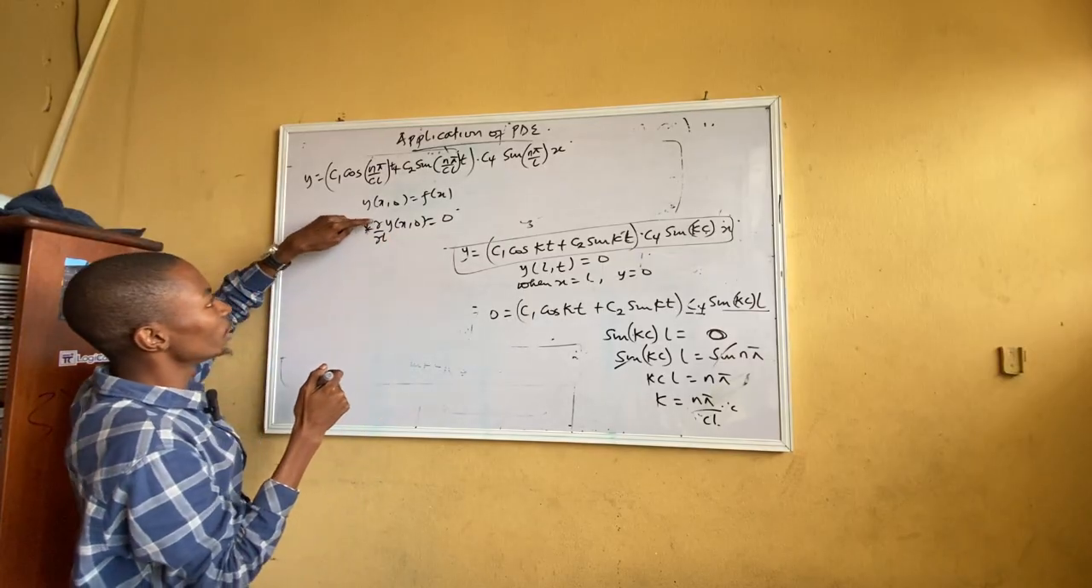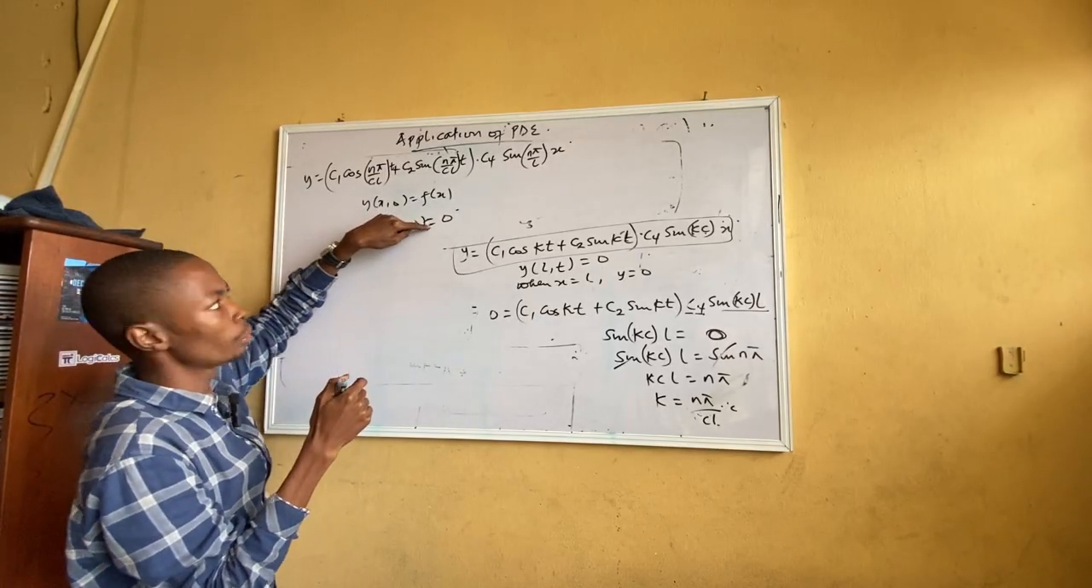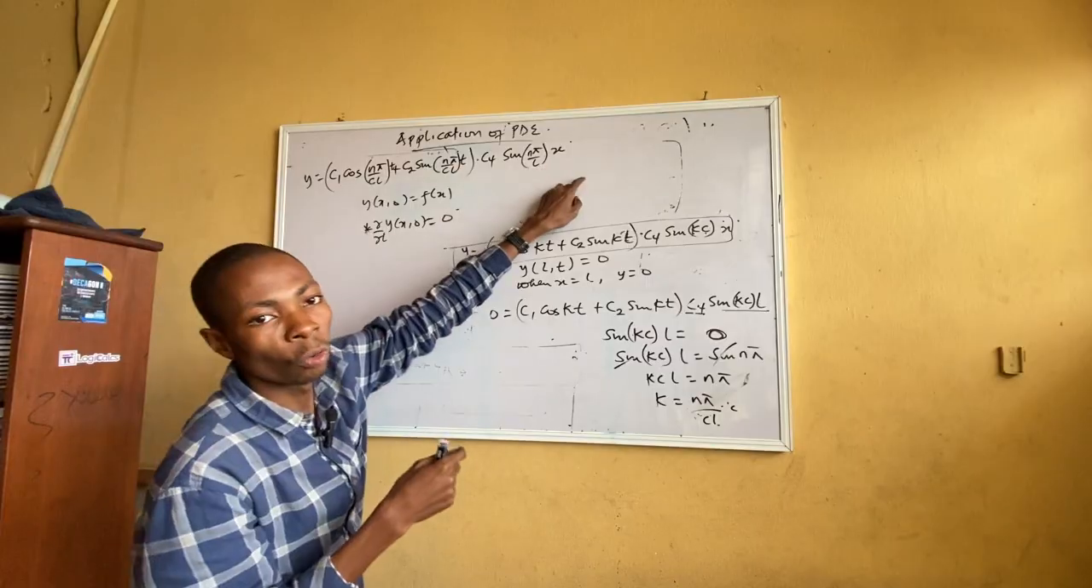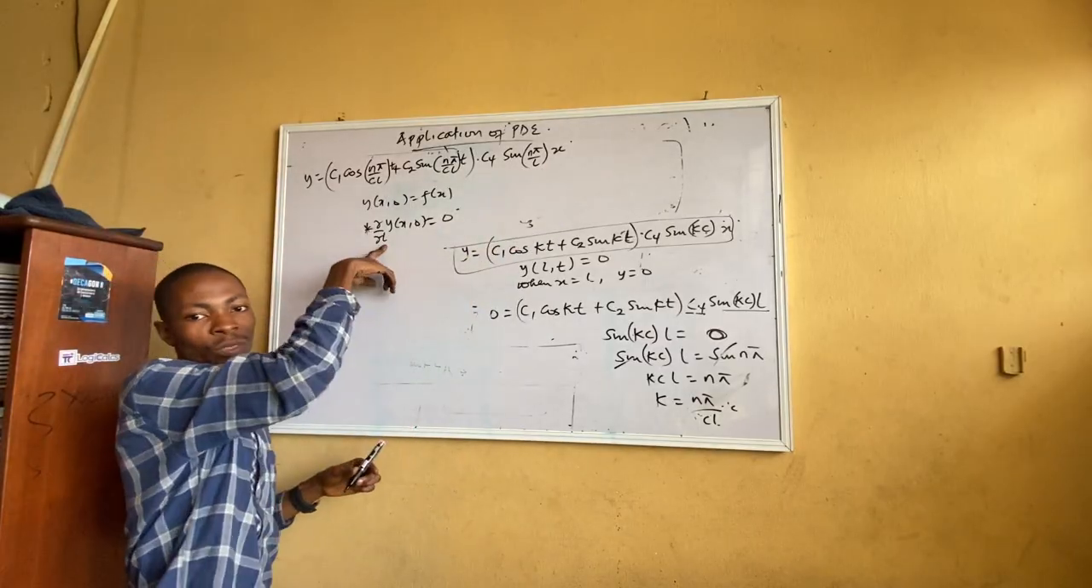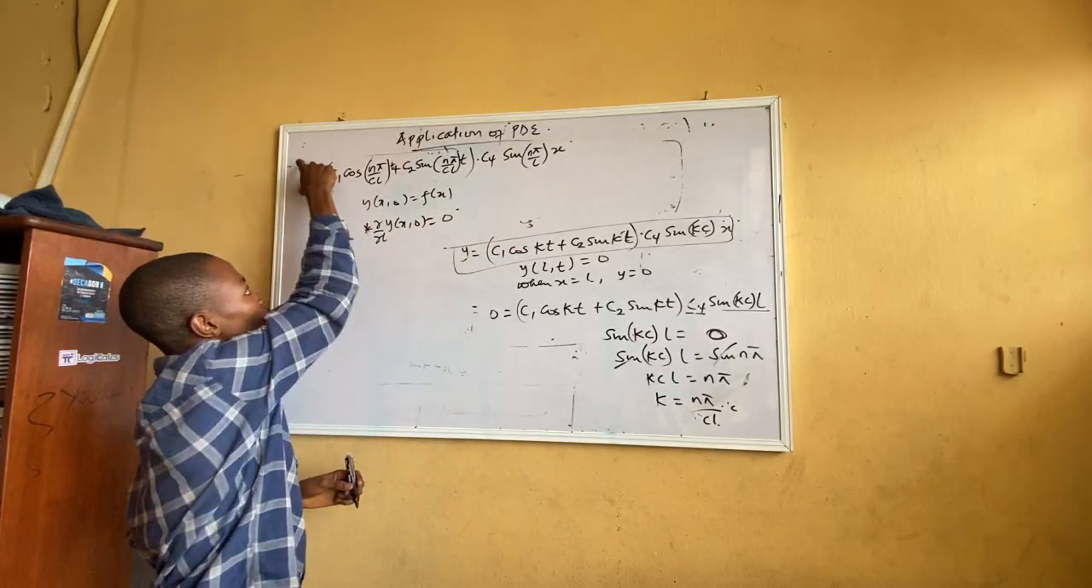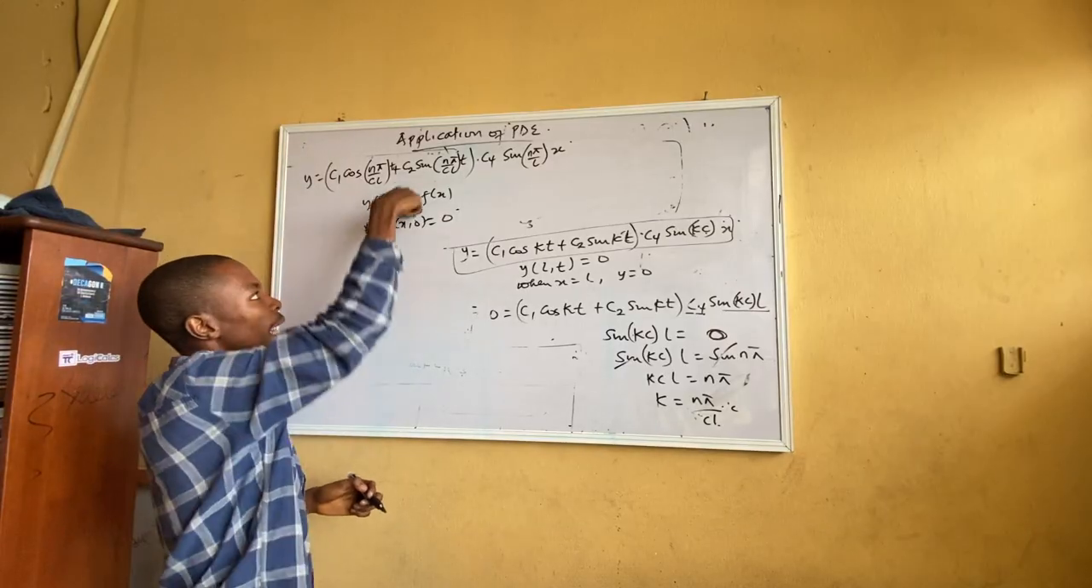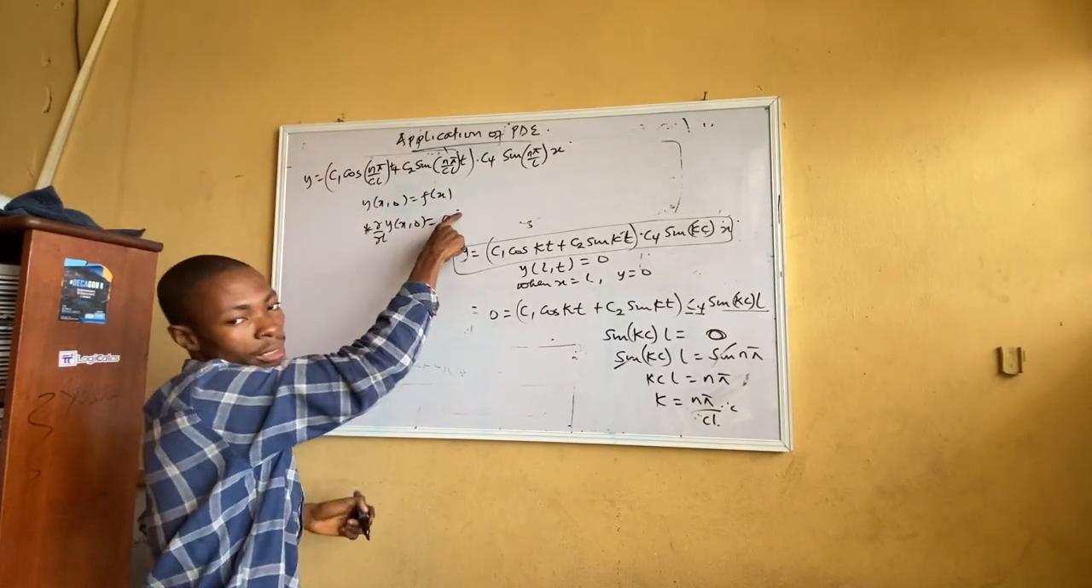So what is the meaning of d dt of y at x comma 0? It means that when we differentiate our new solution partially with respect to t, and anywhere you see t, you put 0, it is 0.